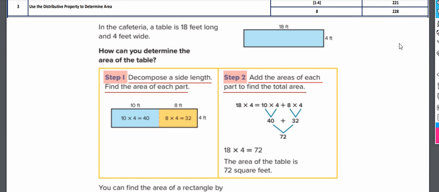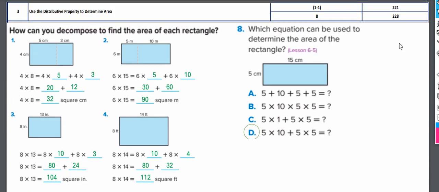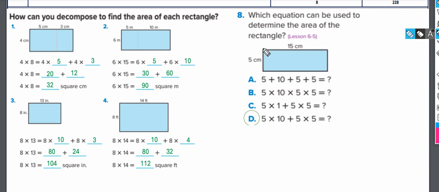Now let's try some questions and see if you can find the answers by yourself. Here, how can you decompose to find the area of the rectangle? This side is 4, this is the width, and the length is 5 plus 3, 8. We don't need to know the complete length, we just need the decomposed one. So 4 times 5 plus 4 times 3.